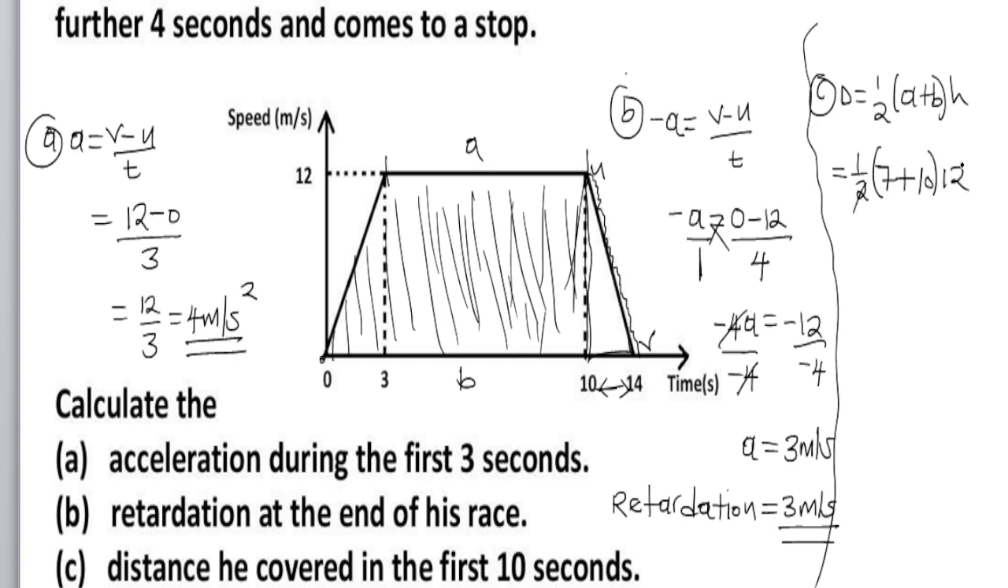Then 2 goes into 12, 6. Then what is 7 plus 10? 7 plus 10 is 17. Then the 17 is going to multiply the 6. What is 17 multiplied by 6? 17 times 6 we get 102. So distance is measured in meters, so the units should be meters. So that is how you can find that. Now let us do another question that is going to help us cement our understanding.